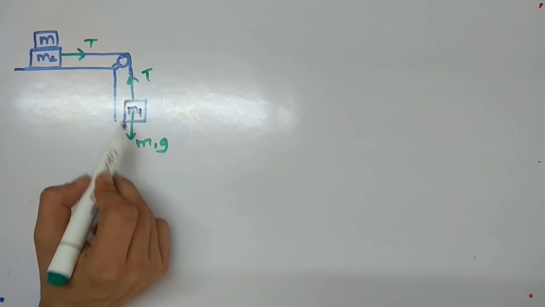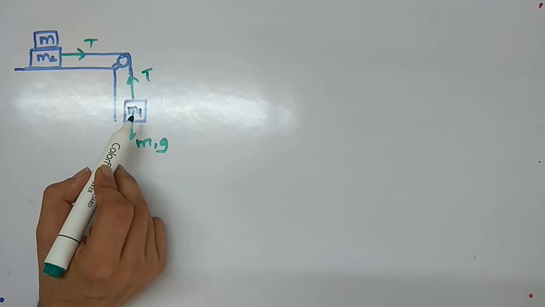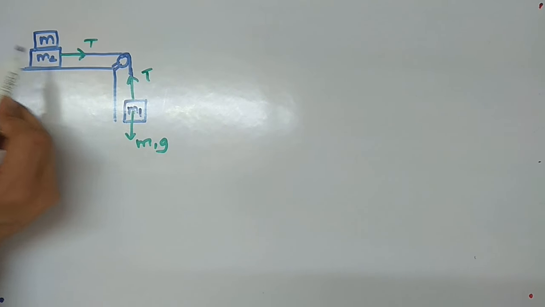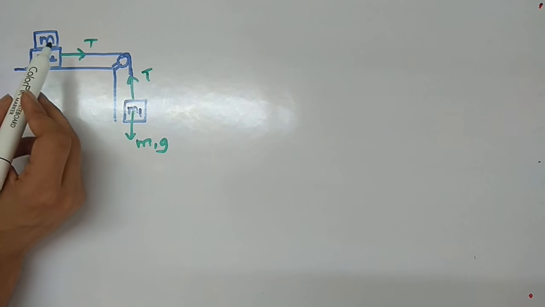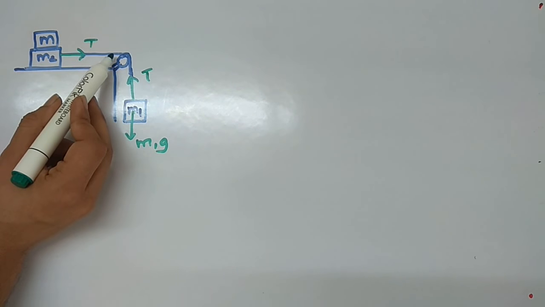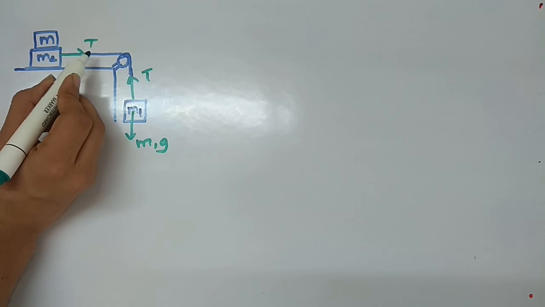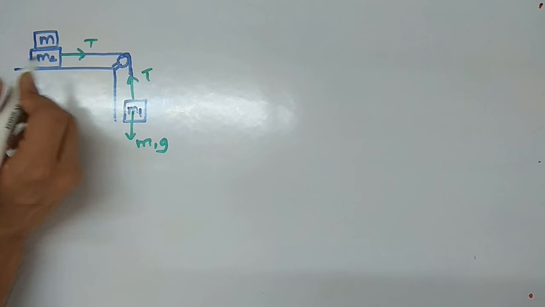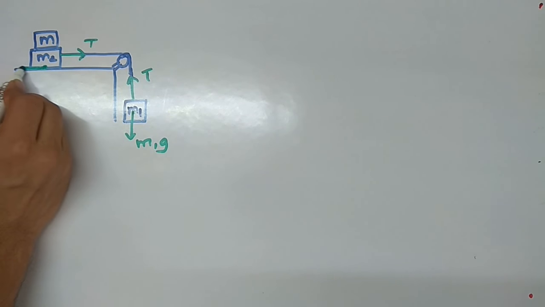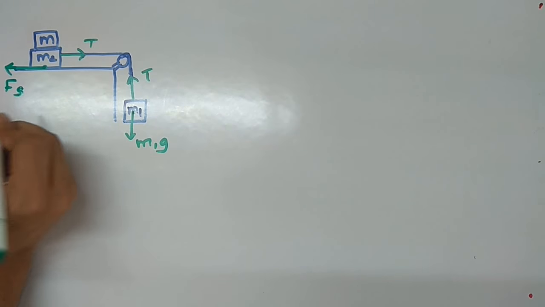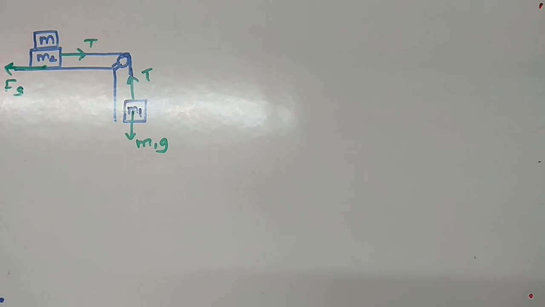Now see this object, in which direction is it going to move? Obviously this object will not move in the backward direction. If it is moving, then it will move in the forward direction. So if it is moving in the forward direction, what will be the opposing force? That is the force of friction. Force of friction will be in the opposite direction, Fs.